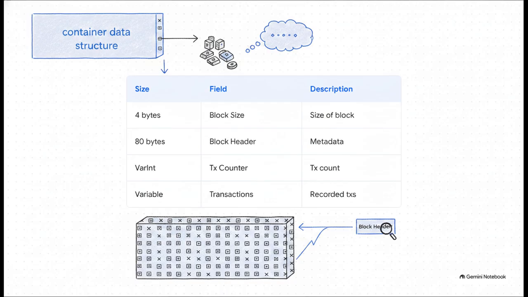The transactions make up almost the entire bulk of the size. A complete 32-megabyte block can hold nearly 128,000 transactions. But look at the block header field. It is exactly 80 bytes. That means a full block is roughly 400,000 times larger than its tiny little header.